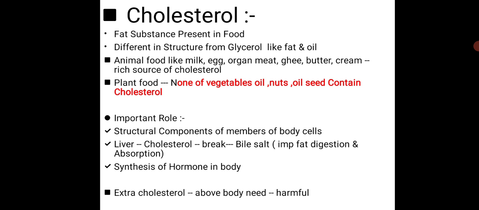Then it is a structural component of the membrane of body cells. The plasma membrane has cholesterol for toughness. So it is a structural component of the membrane of body cells, and it is needed for the synthesis of hormones and the production of bile salt for fat digestion and absorption. Cholesterol is very important. It is a fatty substance, and it is contained only in animal foods. So this is about cholesterol.